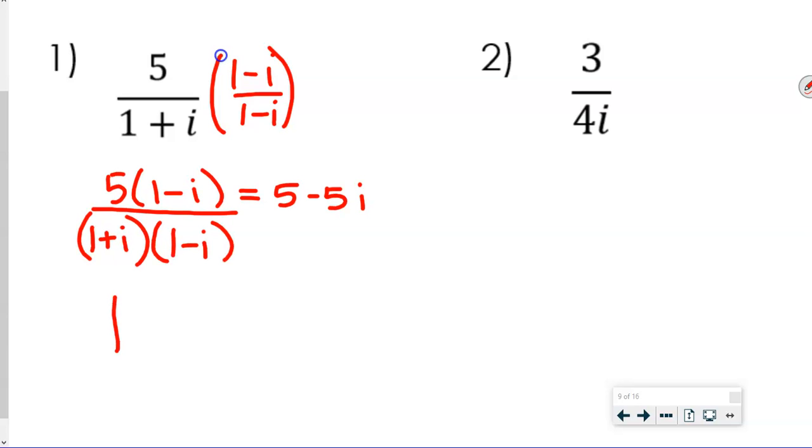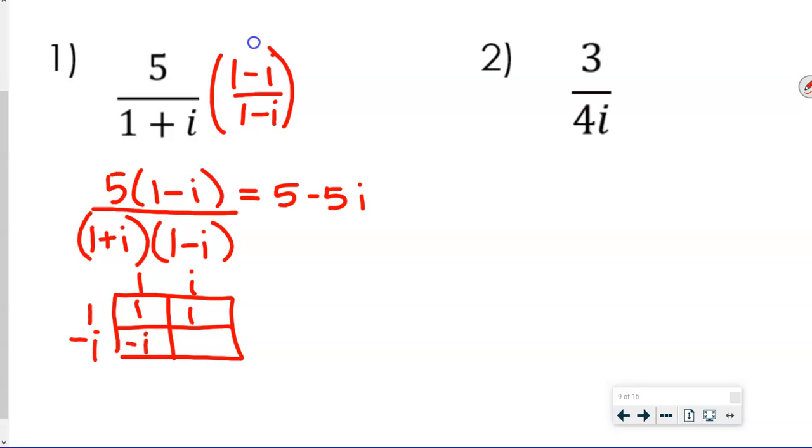We could use the box method to do this, if you guys feel more comfortable with that, then that's what you should do. We have 1 and i up here and 1 and minus i down here. So we multiply 1 times 1, we get 1. This is supposed to be a minus i, y'all. Minus i, then positive i, and then minus i squared, because it's -i times i. I want to bring something to your attention right now. You should see that we're always going to find our like terms on that diagonal, and in this case, these two terms cancel each other out.